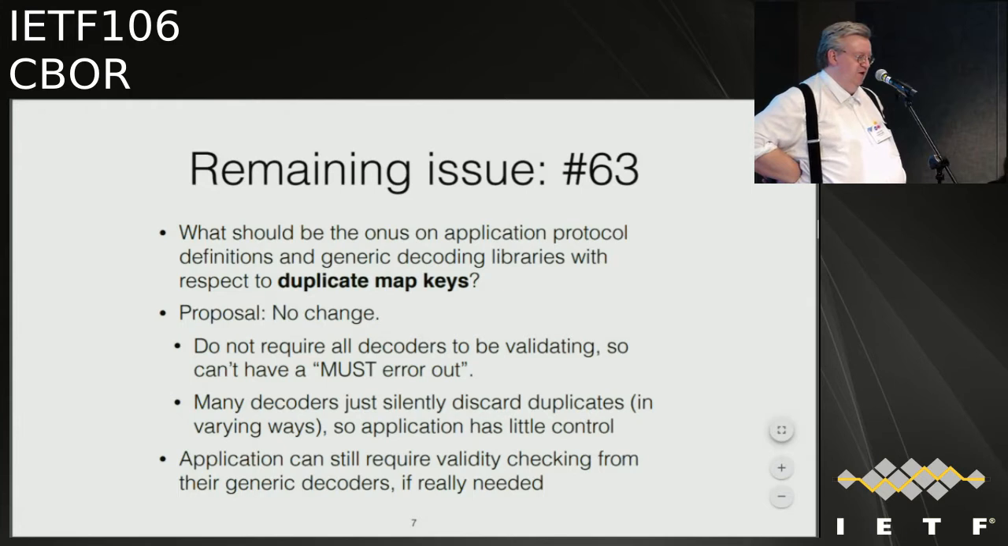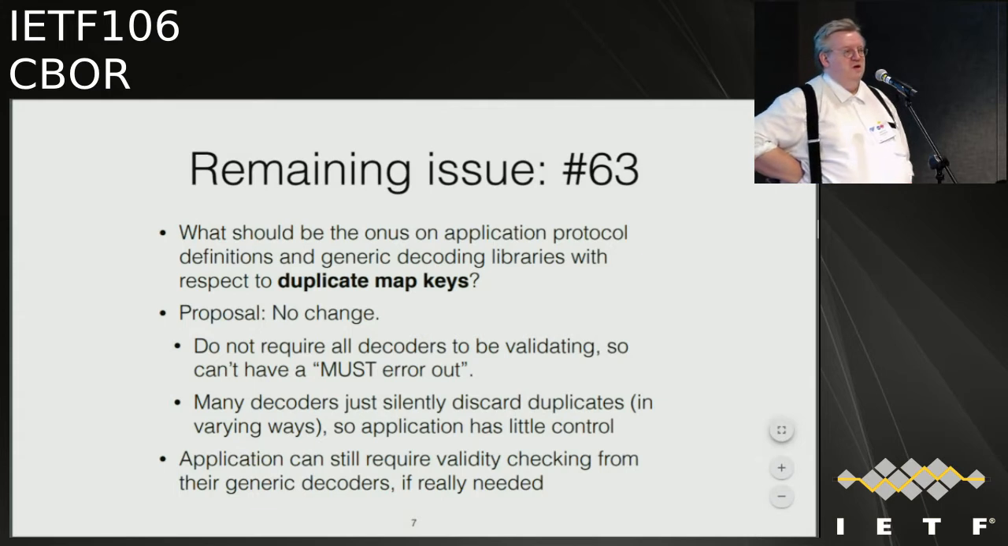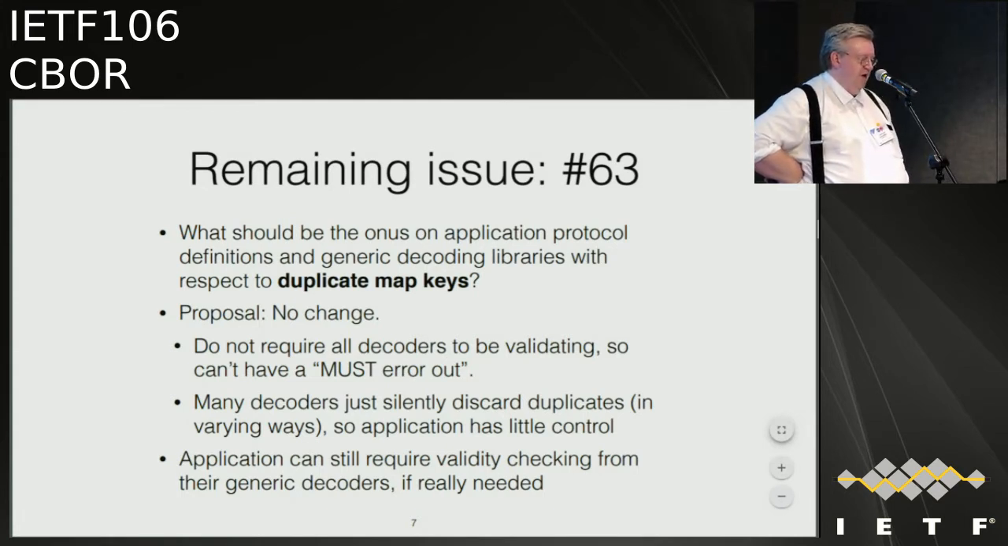My proposal is to essentially punt and say, we live in a world where not all decoders will be validating in this space. So it will be the unusual case that an application protocol says it must error out on a duplicate map key. The problem really is that many decoders by construction just silently discard duplicates. I spent a couple of days between the IETFs trying to fix my main CBOR implementation to detect duplicate map keys, and it turns out it's much more difficult in the platform I'm coding to than I thought it would be. I think other decoder writers will have a similar problem.